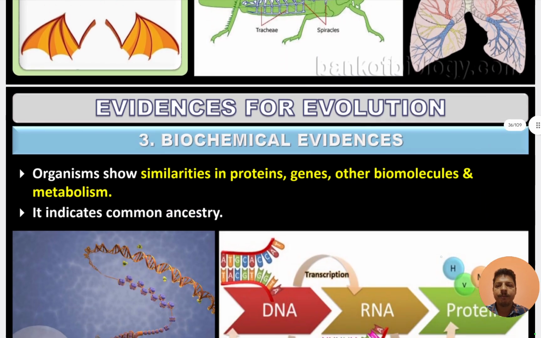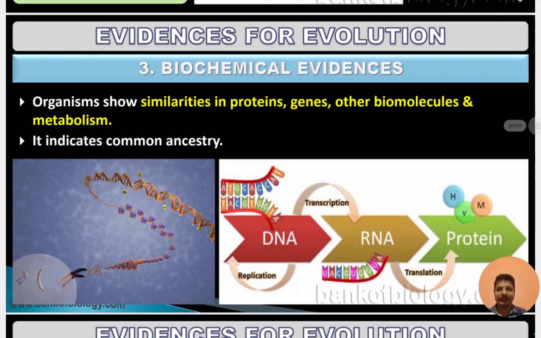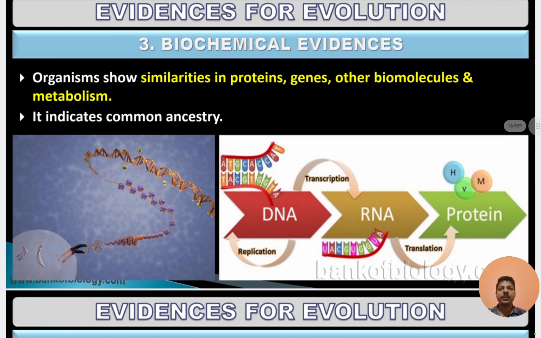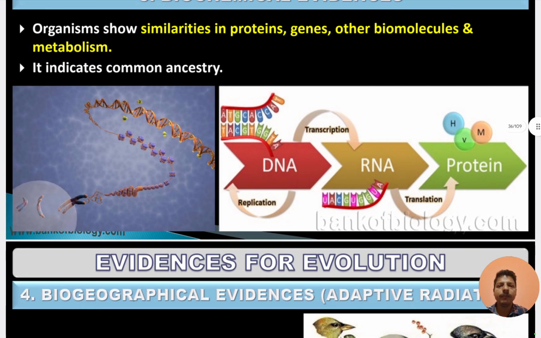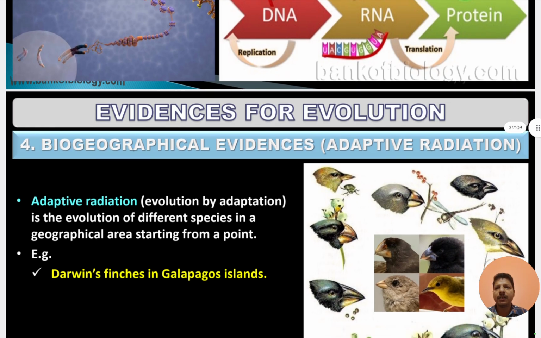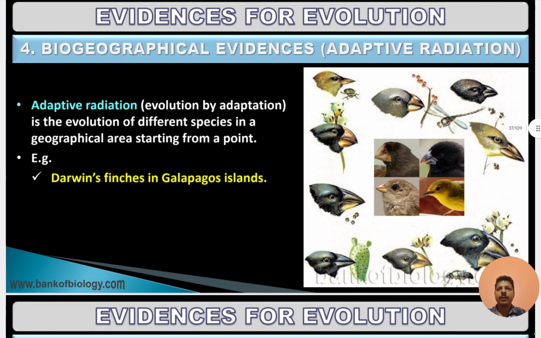Then third is biochemical evidences. Organisms show similarities in proteins, genes and other biomolecules and metabolism. It indicates common ancestry, like DNA, transcription to RNA and then translation to protein. It occurs in all living organisms. Then biogeographical evidences, that is adaptive radiation.